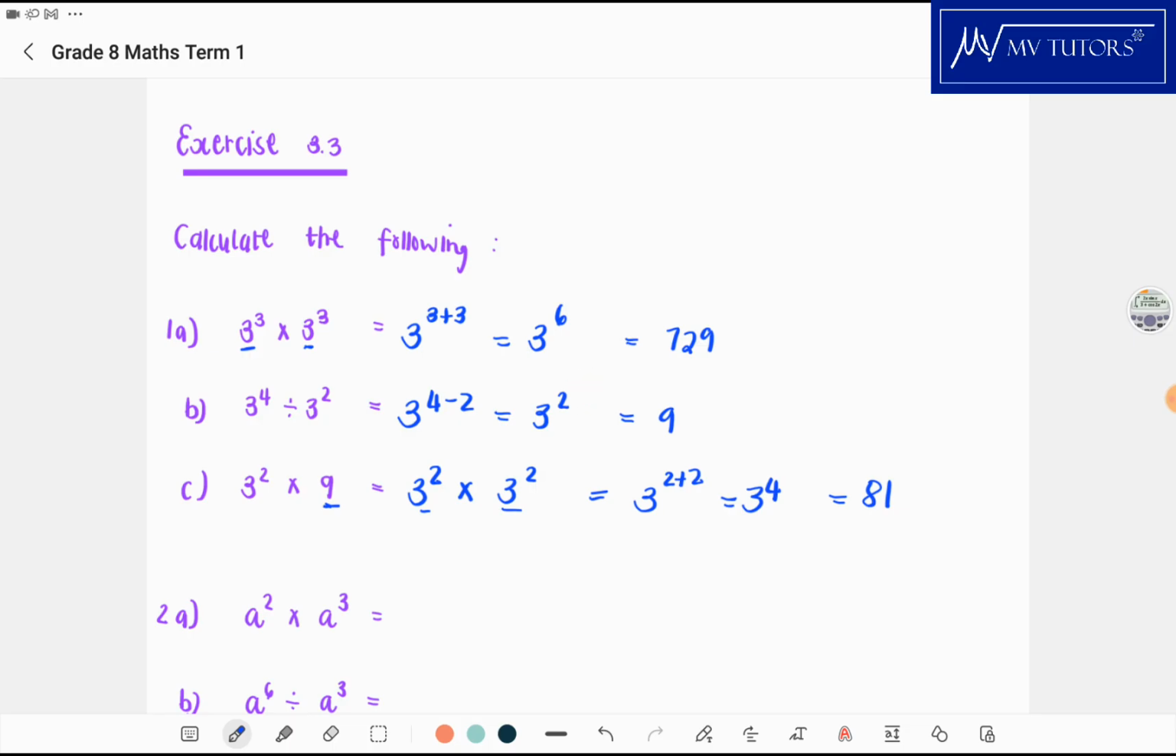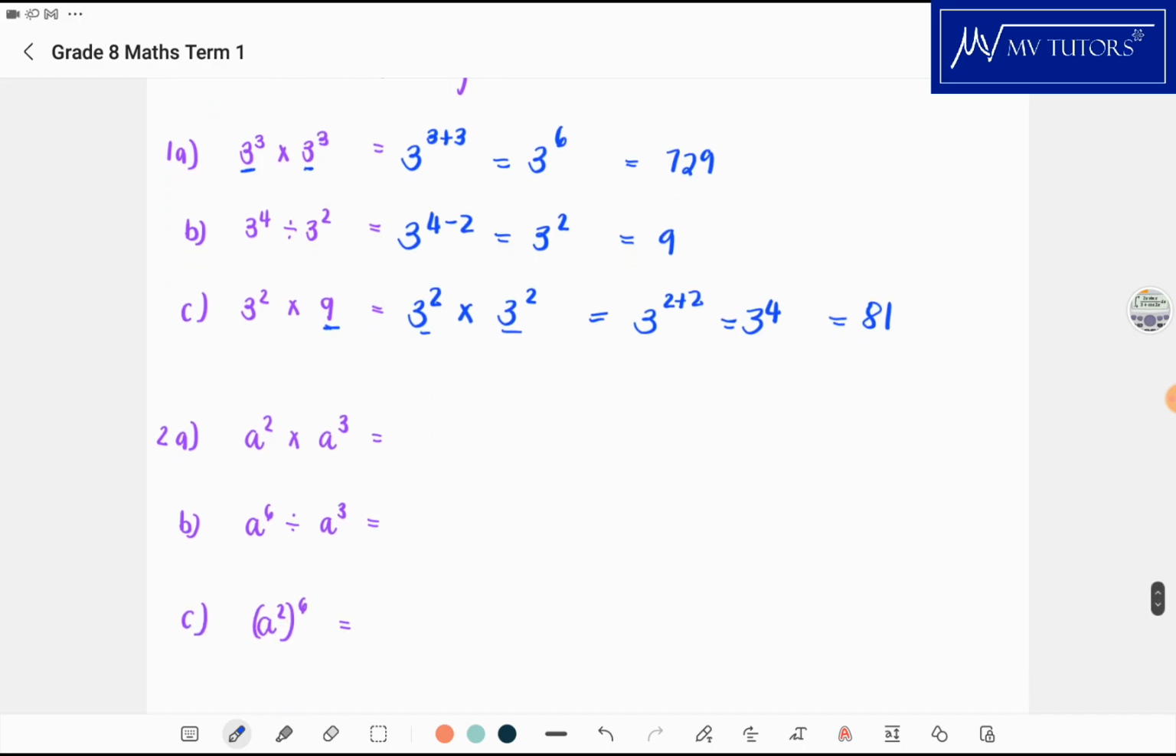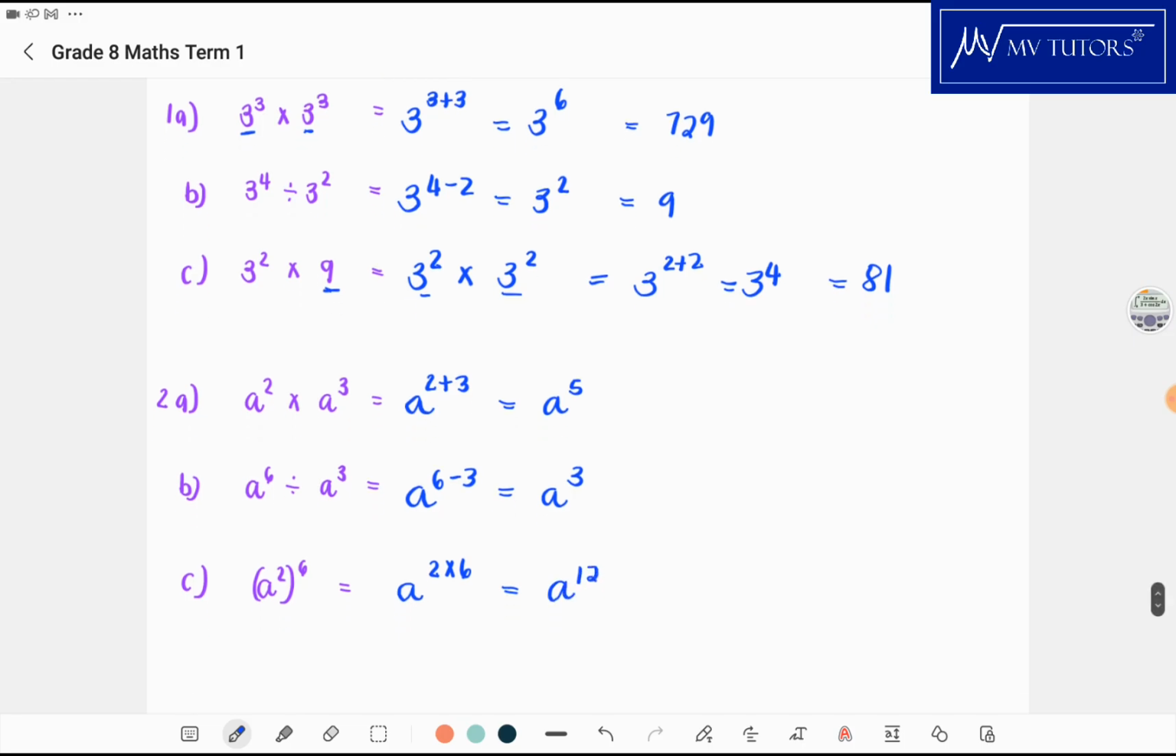Now let's get to 2. So 2a, we have the same base again. We can add the exponents. So 2 plus 3. So you can just go ahead, a to the power 5. And then b, we are dividing. So we have the same base, and then we can say 6 minus 3. So now it's a to the power 3. And then you have a power raised to a power. Remember what we do with that? We say a to the power 2 times 6. You have a power raised to a power, you multiply the exponents. And what is 2 times 6? It's simply 12. All right.